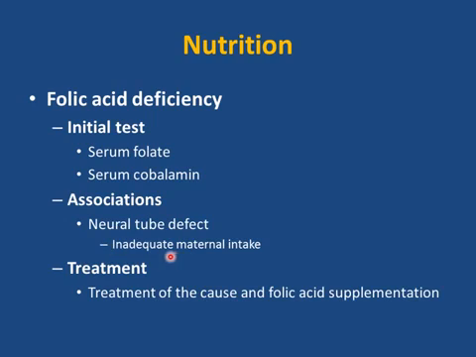Also, if the mom is not taking enough folic acid even before pregnancy, the child is at risk to develop neural tube defects, for example spina bifida or myelomeningocele. The treatment of the cause, this is number one. Then after that you supplement with folic acid. It is very important to know if it is not cobalamin or B12 deficiency, because treating a patient or a child with B12 deficiency with folate will not improve the neurological abnormalities and actually will keep worsening.